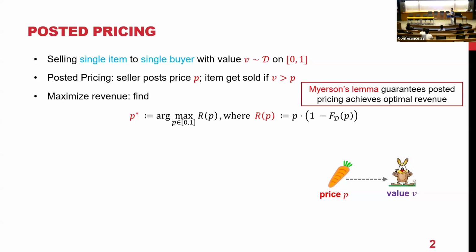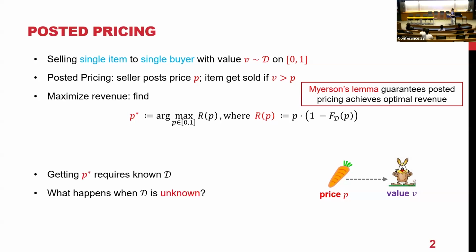And this is actually the optimal auction that achieves the best revenue, and this result is given by the well-known Myerson's lemma. If the distribution itself is known to the seller, then the seller can simply calculate this R of P function and find the optimal price P star. But in many real-world scenarios, usually the buyer's valuation distribution is unknown. And the seller can only try to learn this valuation distribution by playing some kind of repeated auctions.